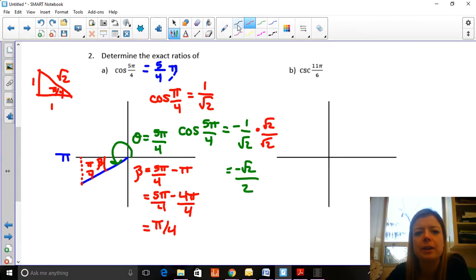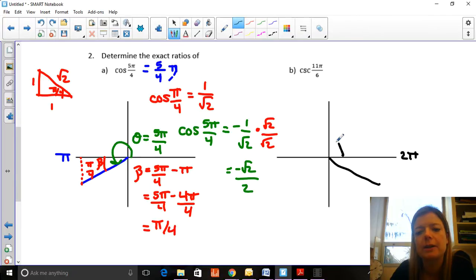Okay, one more example here. So the cosecant of 11 pi over 6. So you have to think, how big is 11 pi over 6? Well, it's slightly smaller than 12 pi over 6, which would be 2 pi. But it's bigger than 1.5 pi, which would be here. So it ends in this quadrant. So here is our angle, 11 pi over 6. So it's not in the first quadrant, so you need to find the related acute angle.